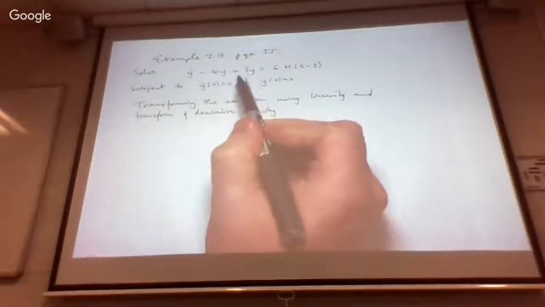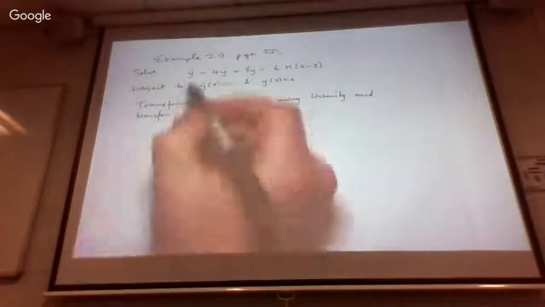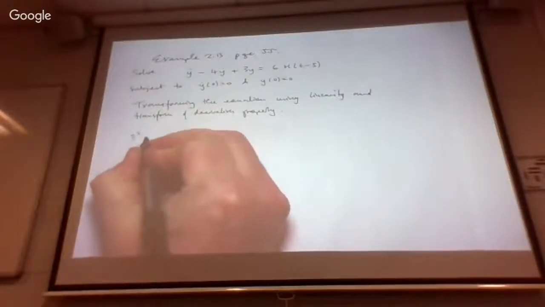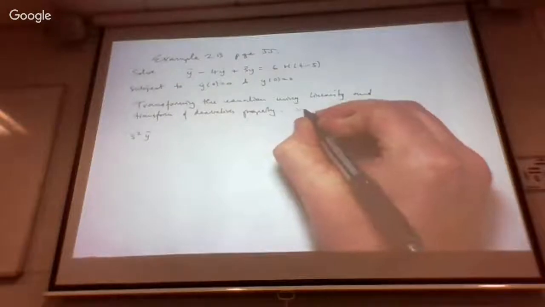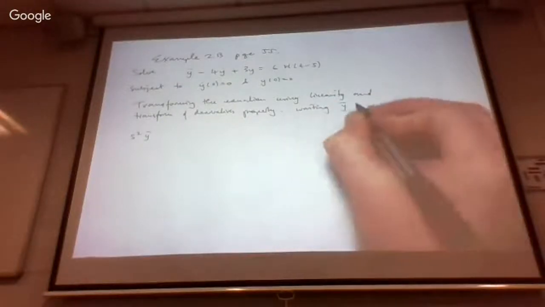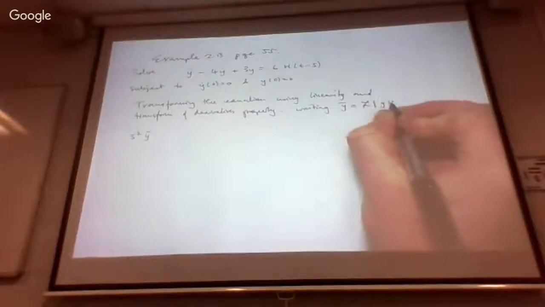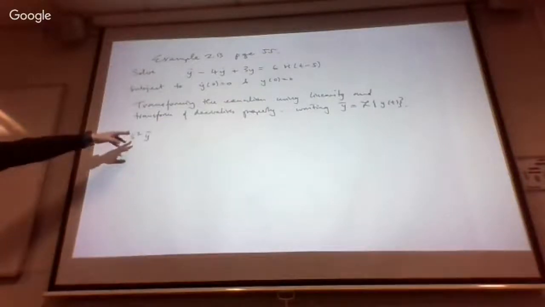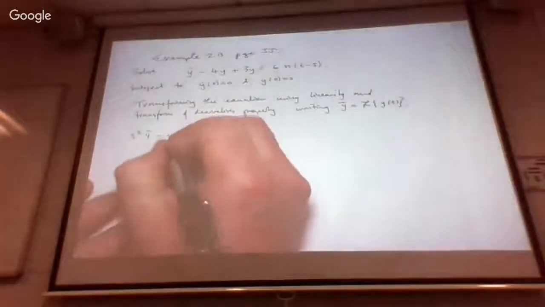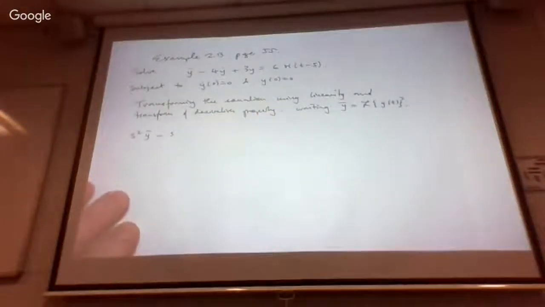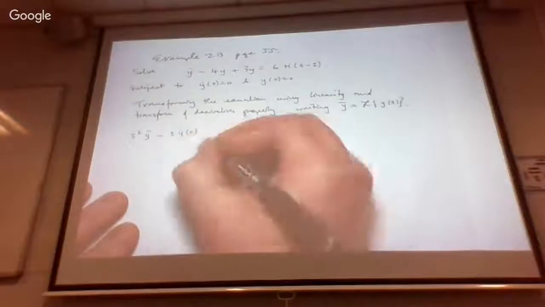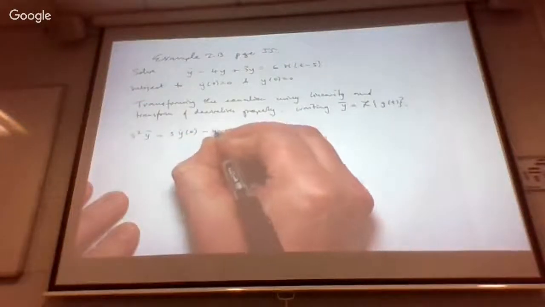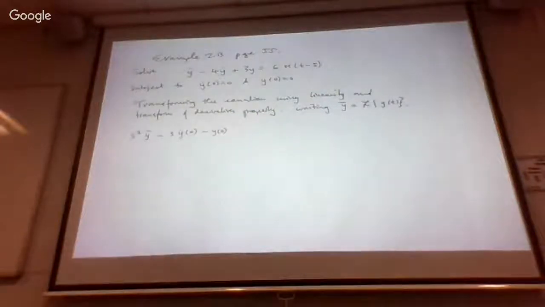So the linearity means you're just going to transform each of these 3 terms separately and add their transforms together. The transform of the second derivative is s squared times y bar. Oh, and we'll just make a note: we're writing y bar for the Laplace transform of the function y. This is unknown to us. We can't do anything with that at the moment, but it features in the transform of the second derivative. And this is minus s times the initial value of y, minus the initial value of the first derivative of y, and then minus the initial value of y.